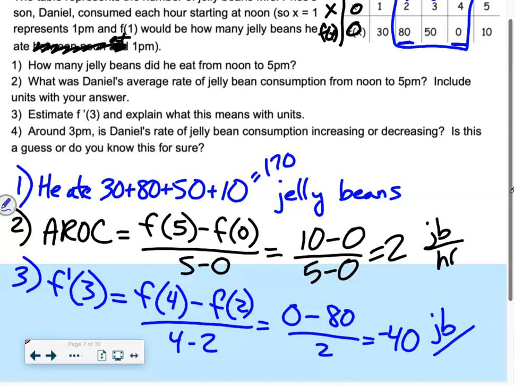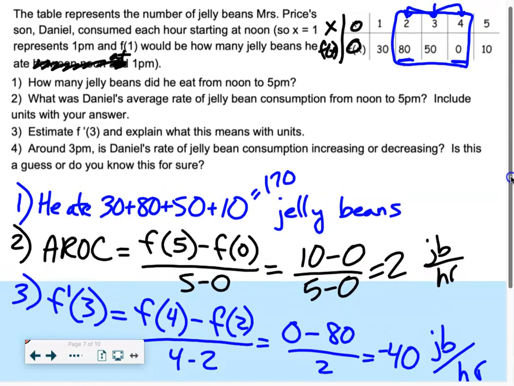Negative 40. Now, does that mean he's vomiting the jelly beans? No. It just means that his rate's going down. So the number he's eating is decreasing, right? Okay. All right. So the number of jelly beans he's consuming is going down at a rate roughly of 40 per hour, like 40 less jelly beans each hour, right? Does that make sense? Yeah, it's not close, but it's somewhat relative to what it would actually be.